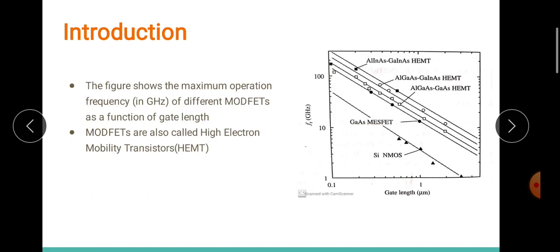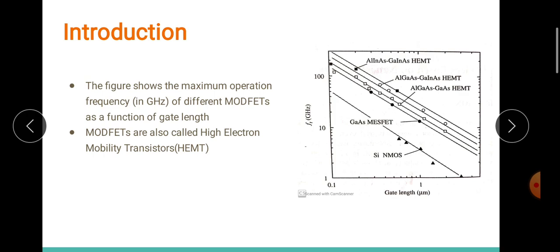Let's see that graphically. See, in this graph we can see a plot of the operating frequency on the y-axis and the gate length on the x-axis. What are the things that we can quickly observe from this graph? Number one, we have the silicon based MOSFETs here and the various HEMT devices. These HEMT devices, high electron mobility transistors, are nothing but MODFETs. HEMT is another name for MODFETs. Why? Because of the extremely high electron mobility, hence the name high electron mobility transistors, HEMT. So HEMT and MODFET are the same.